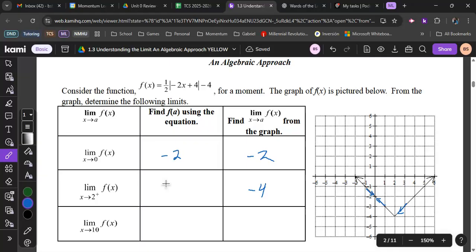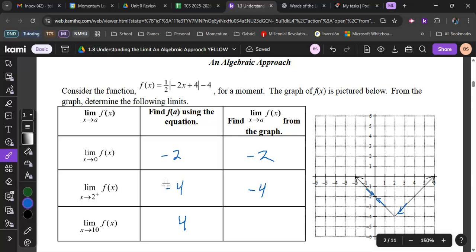So if I plug in here 2, that means I get negative 4 plus 4, which is 0. Absolute value of 0 is 0. Times a half is 0. Minus 4. Hey, look, it's minus 4. Amazing. What about 10? Let's plug 10 in. What's negative 2 times 10? Negative 20 plus 4. Negative 16. Absolute valued? 16. Times a half? 8. Minus 4? 4. Let's see if we get the same thing on the graph.